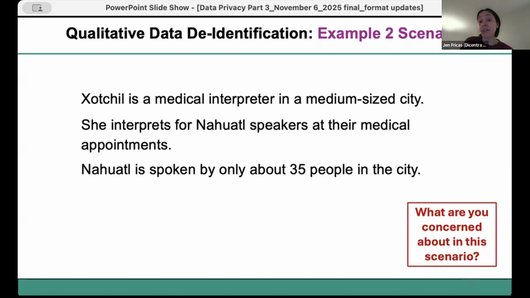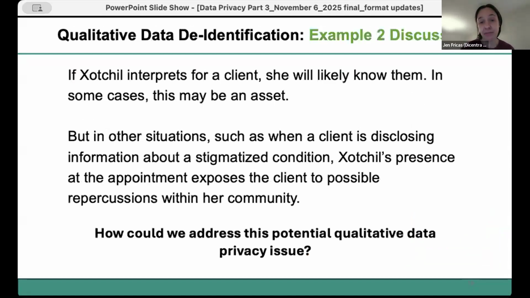The patient's medical records. Thank you, Hannah. Right. In this case, she's interpreting for a medical appointment, and so she's going to hear things that are health related. And remember, we talked about how there are particular data privacy laws around health data. So that's something to consider. Anything else? Okay, great. Let's move on and talk about the discussion for this scenario.